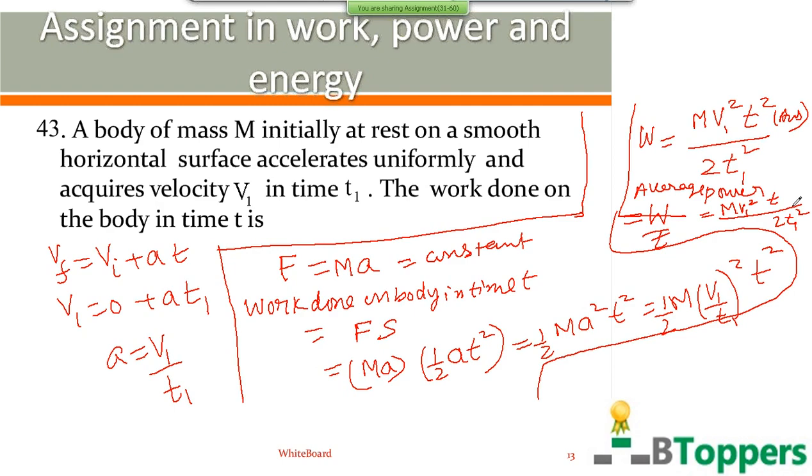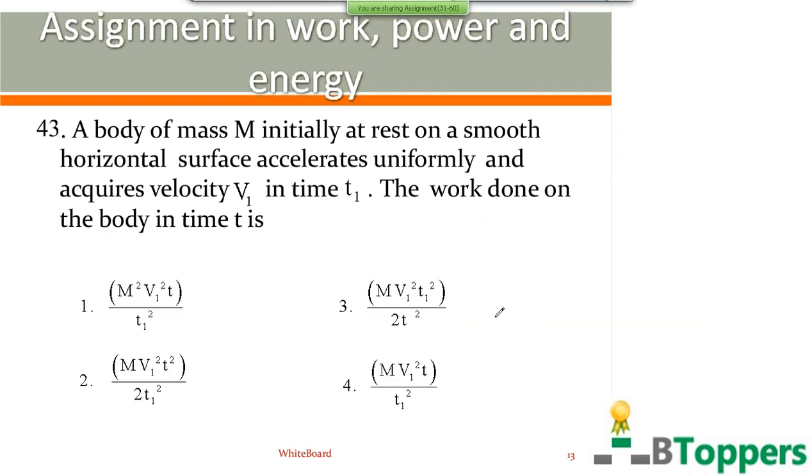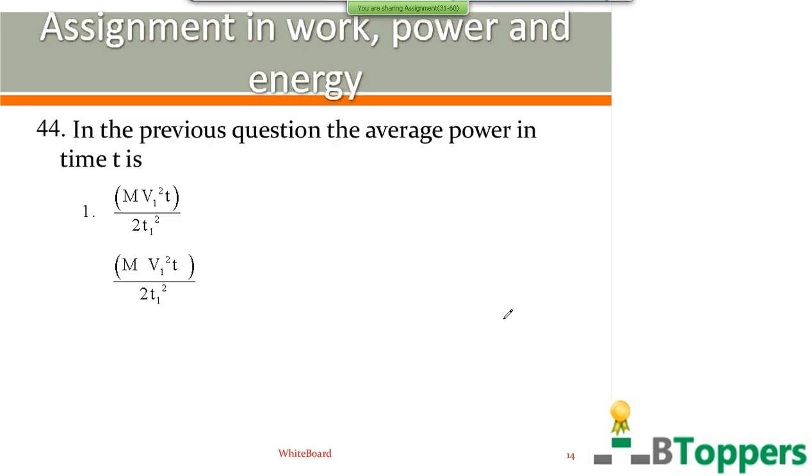If you want to copy this working, you can pause and copy it. So for question number 43, the second option is the answer. I have already discussed the solution of question 44, the average power in time t, in the previous question. So for this question you get the first option as the answer.